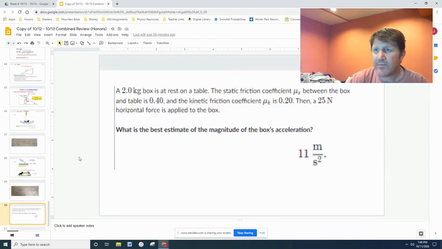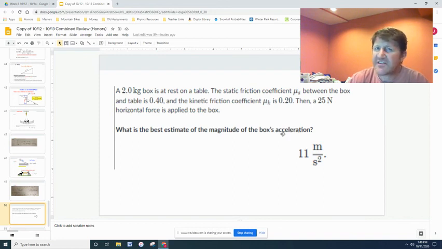And then one last problem over here. You have a 2 kilogram box that is at rest on a table. The static friction is 0.4. Kinetic friction is 0.2. A 25 Newton horizontal force is applied to the box. What is the estimate of the magnitude of the box's acceleration?